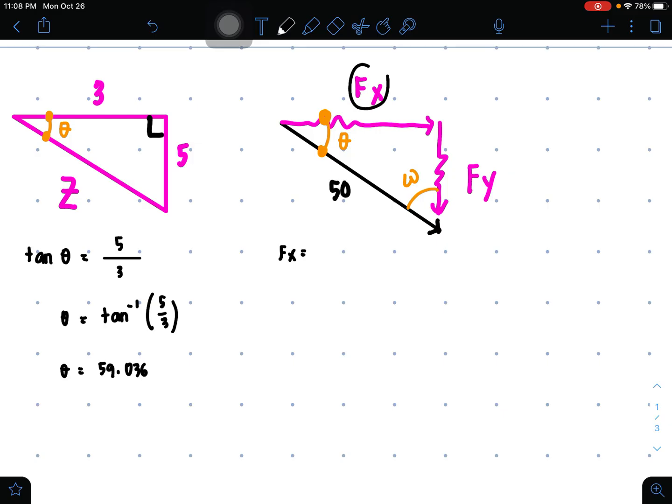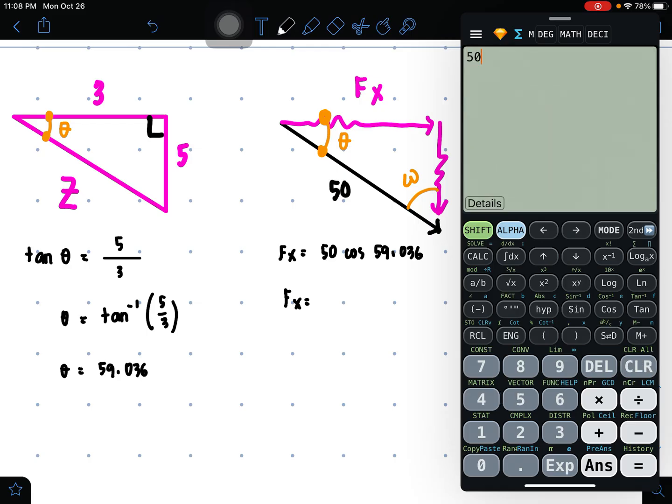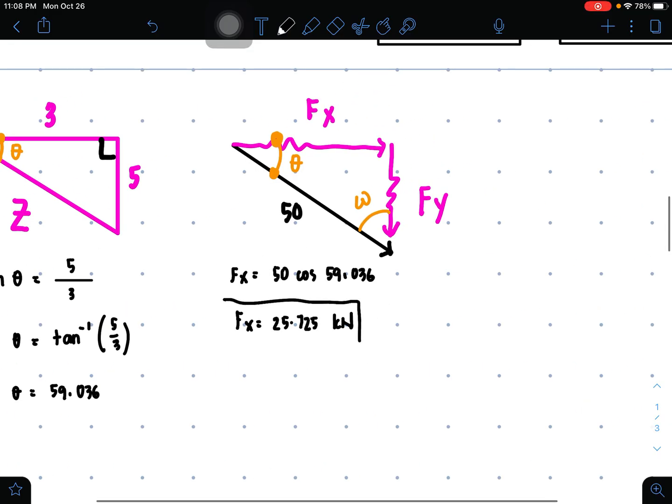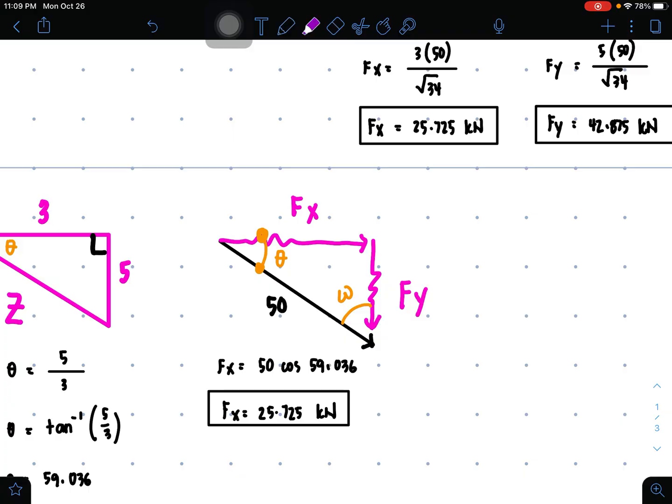So if that's the case, we may now proceed in solving for fx. Since fx is adjacent to this angle, therefore fx is 50 cosine of the angle 59.036. So fx is equal to 50 cosine of 59.036. And the answer is 25.725 kilonewtons. And this answer here must also be the same answer from the previous solution. So let's check if they're the same. So yes, they're actually the same with different approaches.